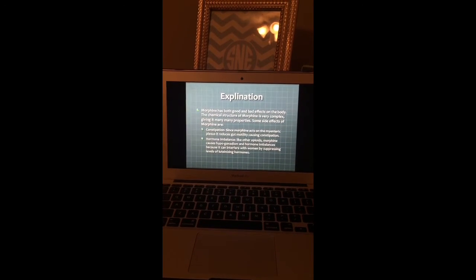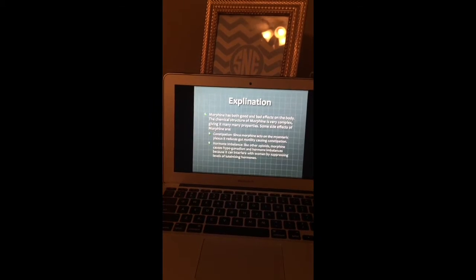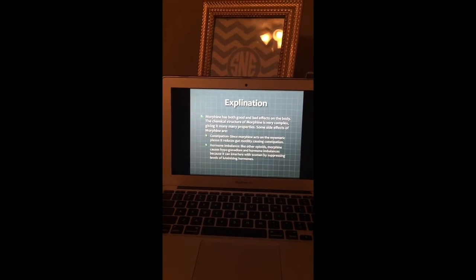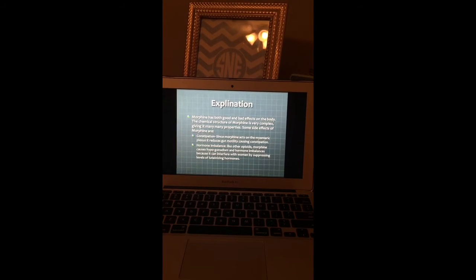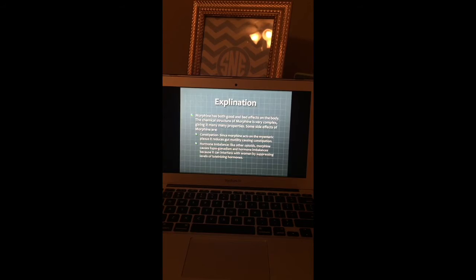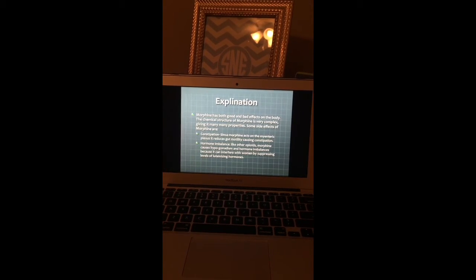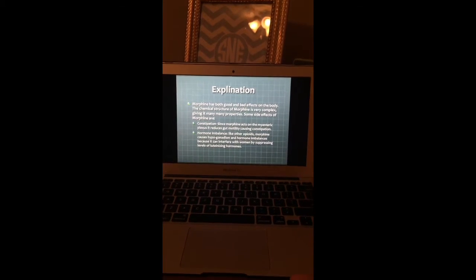Some side effects of morphine are constipation. Since morphine acts on the myenteric plexus, it reduces gut motility, causing constipation. And also hormone imbalance. Like other opioids, morphine causes hypogonadism and hormone imbalances because it can interfere with women by suppressing levels of luteinizing hormones.